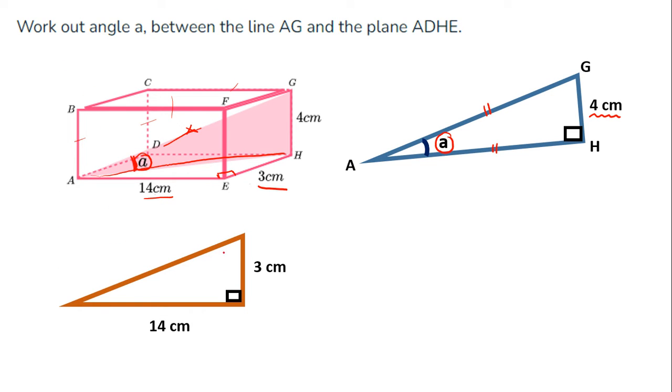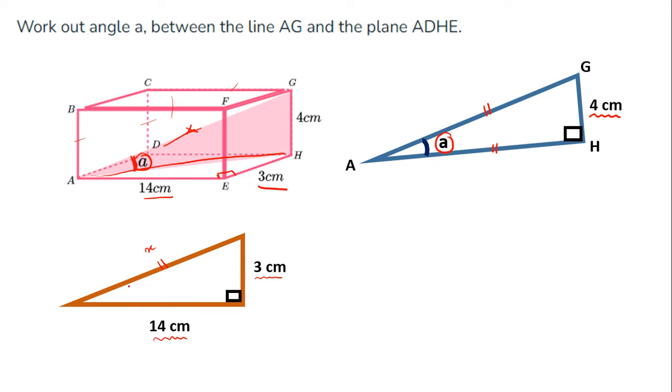So it's making something like this, where the vertical length is 3 centimeters, the horizontal is 14, and the one that you have to find is this specific length. I can just call it my x. So this means that we have two lengths available and only one length missing.